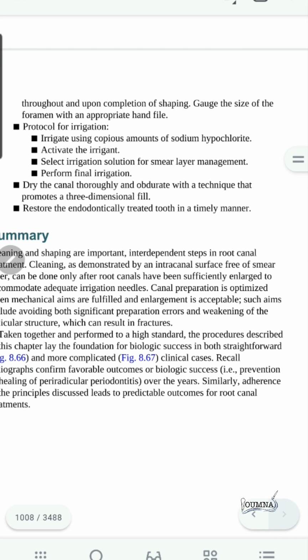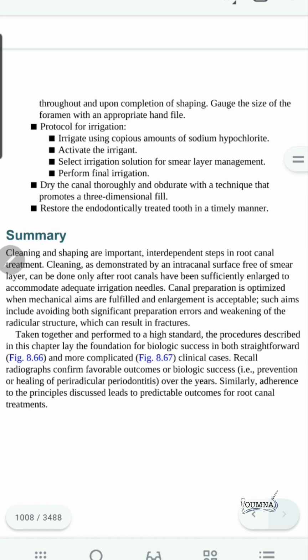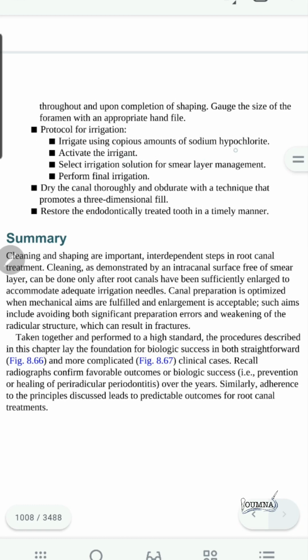shaping. What about the protocol of irrigation? Irrigate using a copious amount of sodium hypochlorite. Activate the irrigant. Select irrigation solution for smear layer management. Perform final irrigation. Then dry the canal for the three-dimensional filling that will be discussed in the next chapter. Restore the endodontically treated tooth in a timely manner.